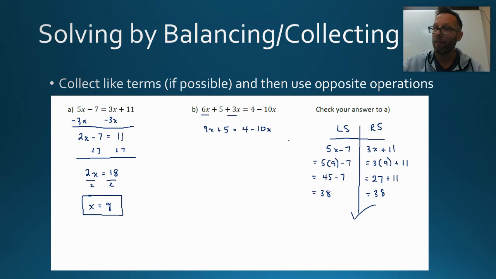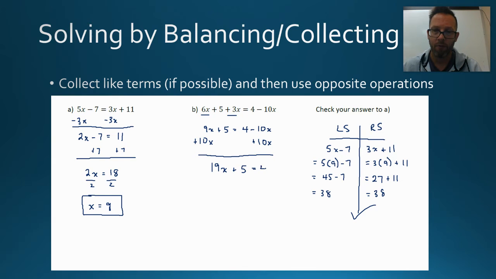Let's collect the x's on the left. The opposite of subtracting 10x is adding 10x. So I'll do that to each side. So again, I like to do this kind of vertically. Some of you guys may have done it horizontally in your previous grade. That's okay. So I get 19x plus 5 equals 4.